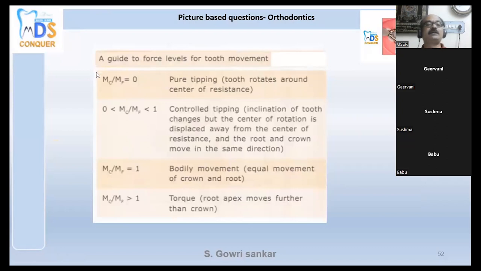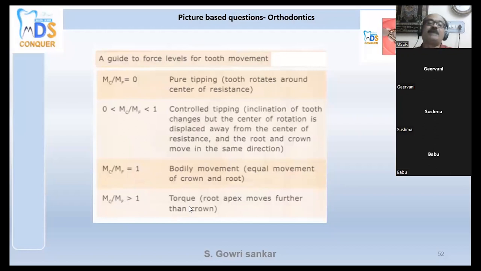You can expect questions on this also: a guide for tooth movement, the MC by MF ratios. What happens if it is zero? If MF is more than MC, and the ratio is less than zero or equivalent to zero, then it is pure tipping, uncontrolled tipping. If it is more than zero and less than one, as you go on increasing the MC, there is controlled tipping. If MC to MF is one, you get bodily movement. If MC to MF is greater than one, we call it torque.